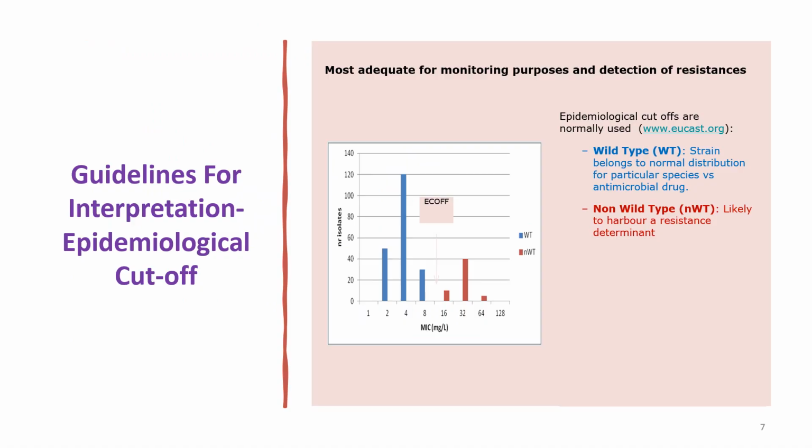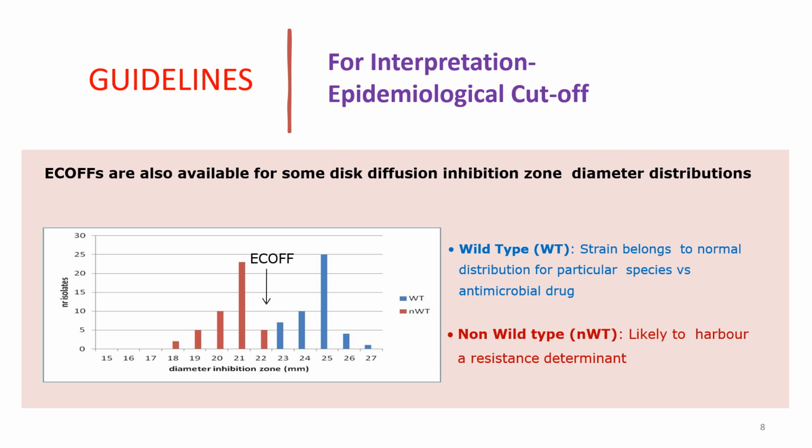Now, what is the guideline for interpretation of the ECOFF values? When you plot the disc diameters, the zone of clearing of the antibiotic disc, the zone of clearing which is more than the epidemiological cutoff value is taken as a wild type. That is, they don't have a resistance mechanism. While the zone of clearing which is less than the epidemiological cutoff is taken as a non-wild type. That is, they have some resistance mechanism.